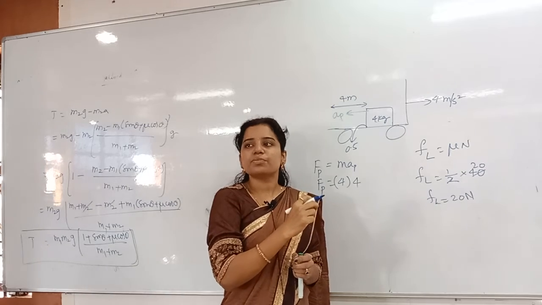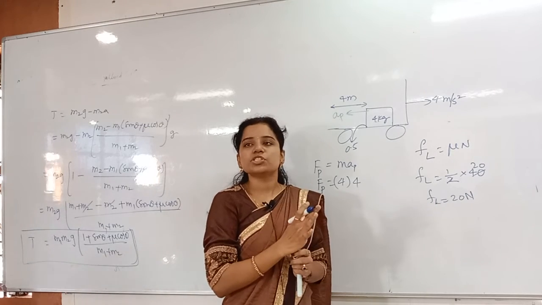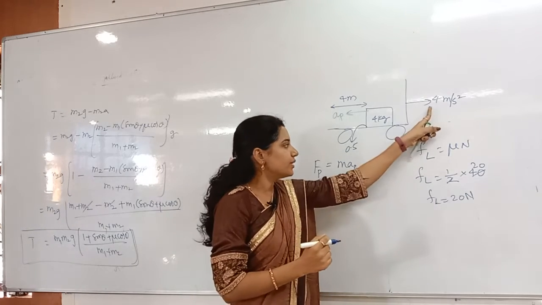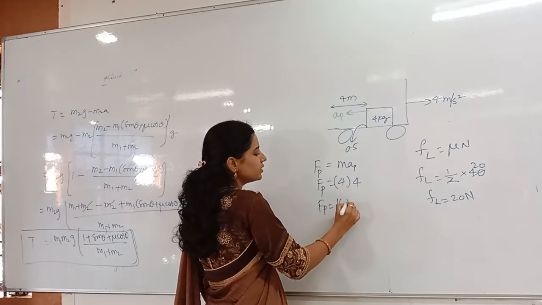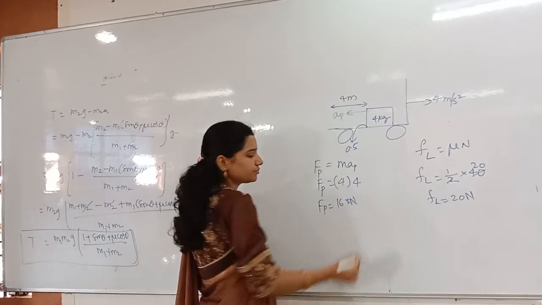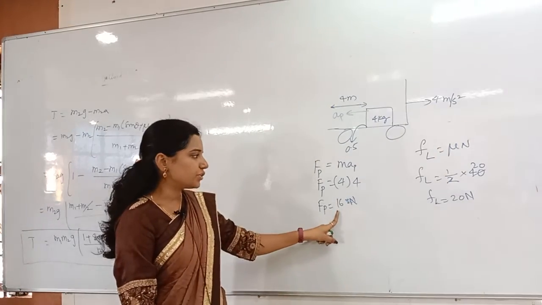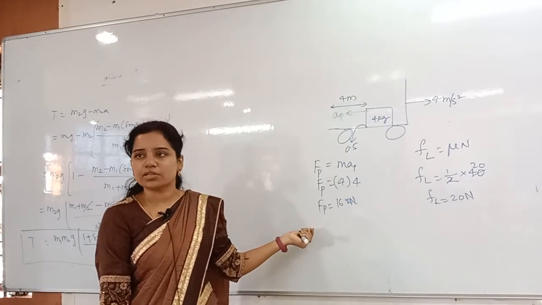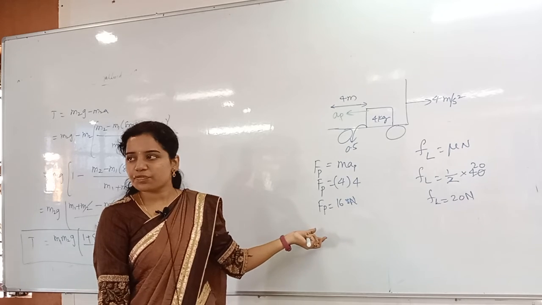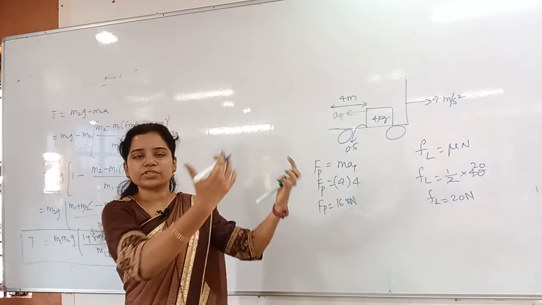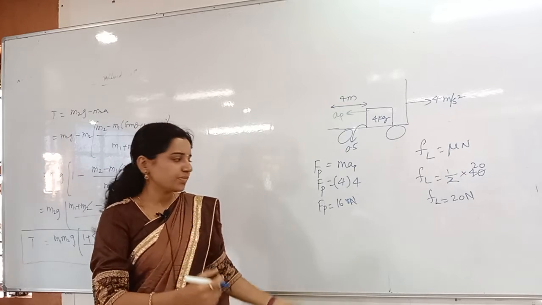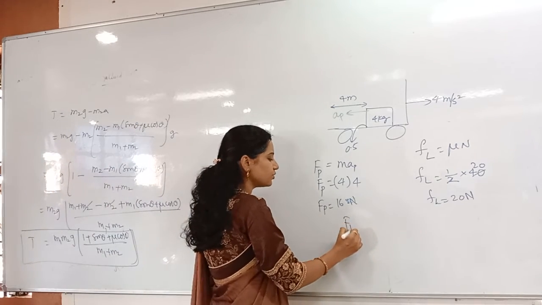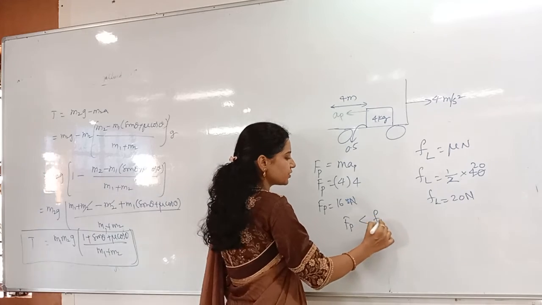I said pseudo force will be always equal and opposite to the applied force. So pseudo force how much we are getting here? 16 newtons we are getting. Pseudo force is 16 newtons. Who is responsible to move the body? Pseudo force only, no? Whenever the pseudo force is acting in backward direction, by that only it will fall down, otherwise it will be in rest. So the pseudo force is less than the frictional force.